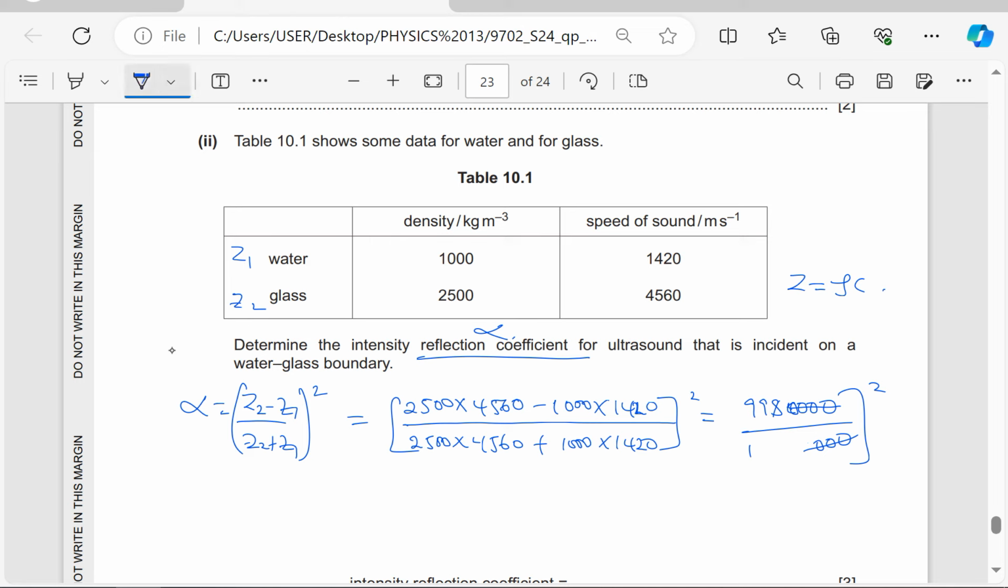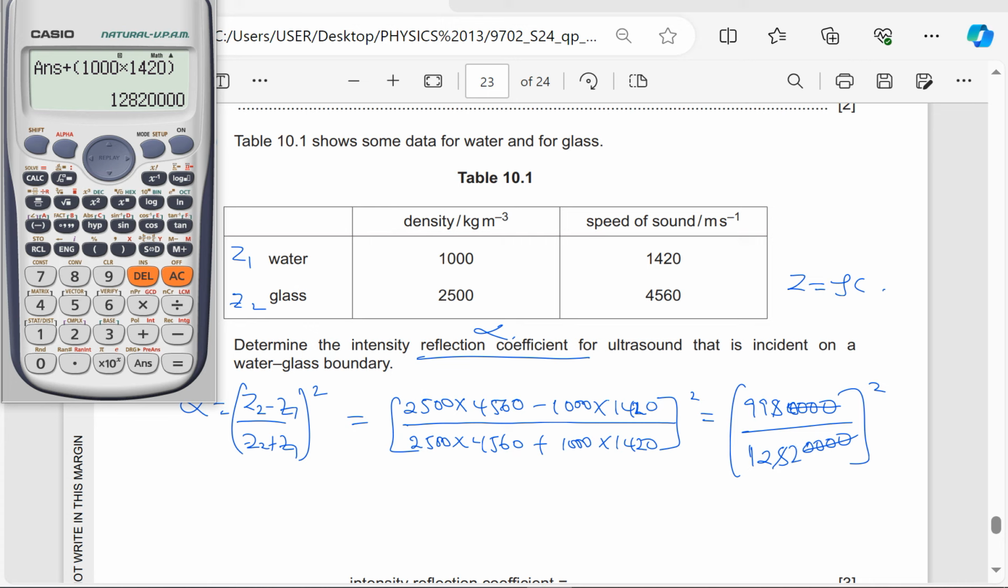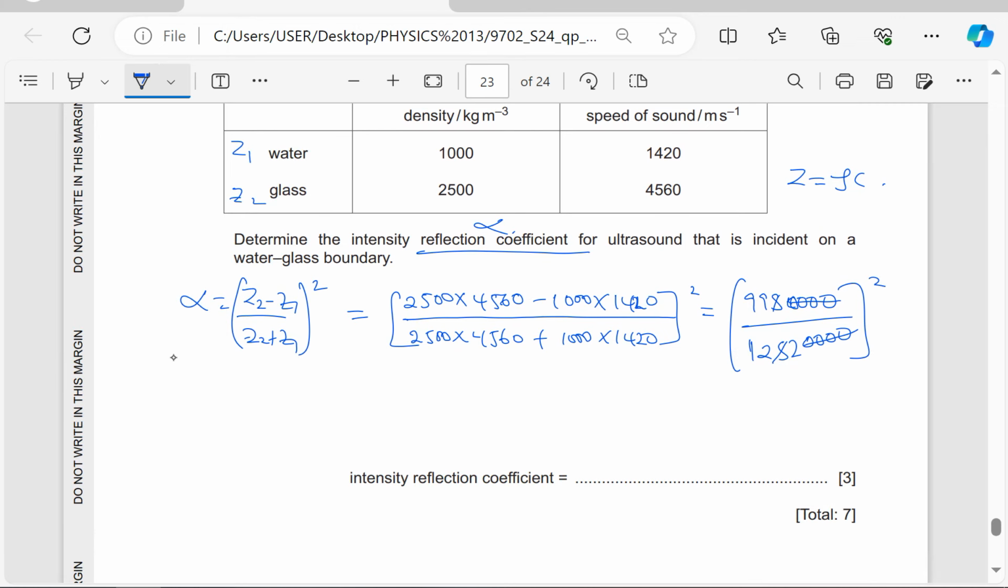So this is 1282 and 4 zeros. Okay, so I cross out those 4 zeros. Let me divide again. 998 divided by 1282. But remember, this is squared. So this is giving me 0.61. Of course, this is a ratio, so it has no units. So the answer is 0.61.